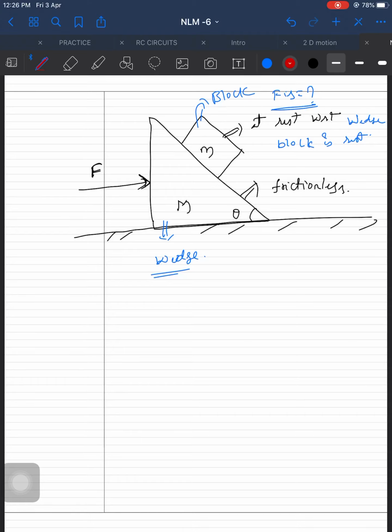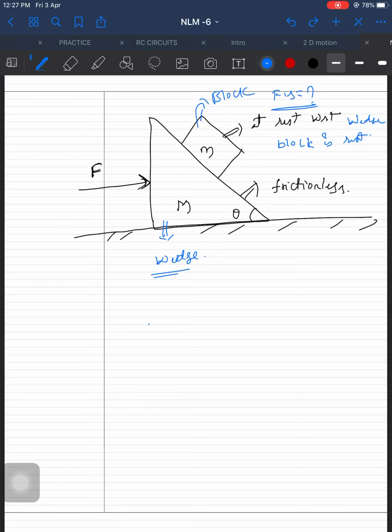Okay, let's calculate. What is the frame of reference? The frame of reference is the wedge. Is the wedge stationary or does it move with acceleration? It moves with acceleration. Why are we saying it moves with acceleration? Because there is a force. If the force is there, there must be acceleration.